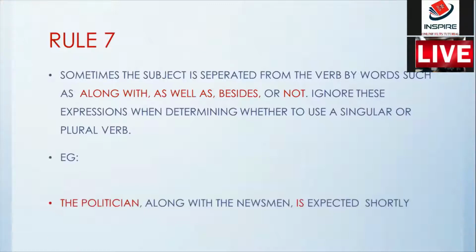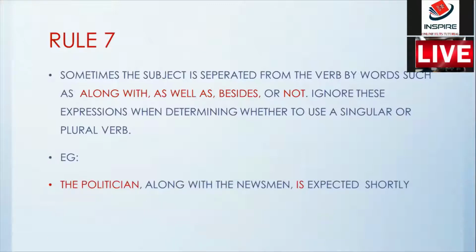For example, the politician along with the newsman is expected shortly. You can see the politician is the subject here and it is in singular form. It is separated from the verb using along with the newsman. After reading this much, we may get confused, like, oh, the newsman is coming at the last, so whether we need to write are or is, we will be getting confused, right? So what we need to do is ignore what comes with along with, as well as, besides, or not.